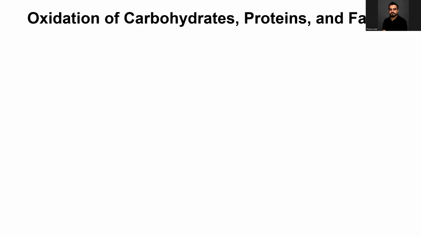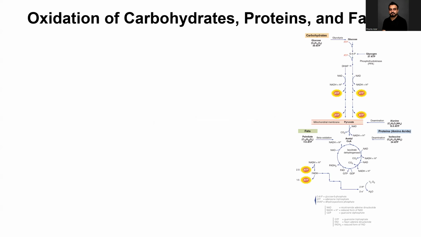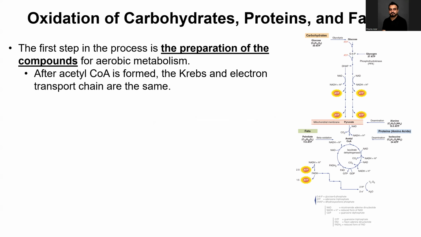In this lesson, we are going to talk about fuel utilization. So remember from oxidative phosphorylation, we said we can break down carbohydrates, proteins, and fats to use them as a fuel for oxidative phosphorylation. So here we are going to talk about this. The first step in the process of oxidative phosphorylation is the preparation of the compounds.